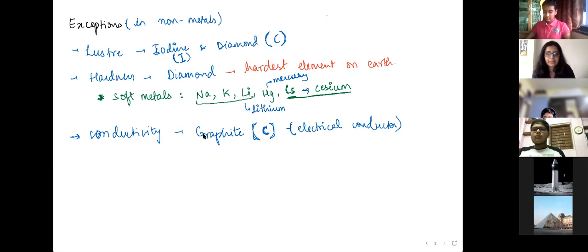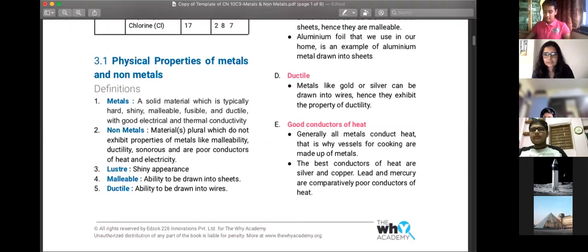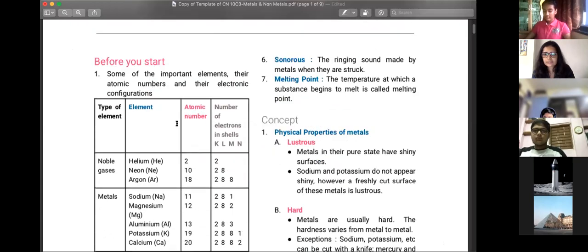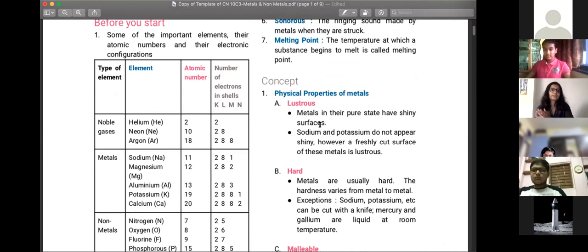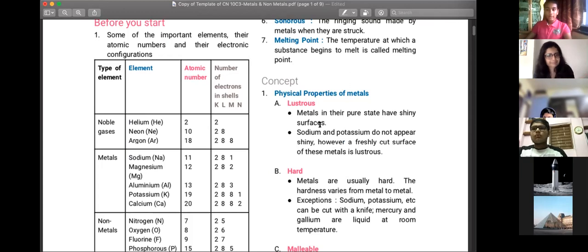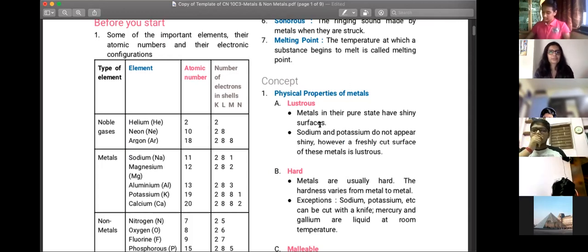All right, coming back to this. Let's see. Luster, malleable, ductile, sonorous, melting point. Okay. Let's talk about melting and boiling points. What do you think melting and boiling points of metals would be? Really high, really low, somewhere in the middle? It will be high. Very high. So that's another point you can note down.